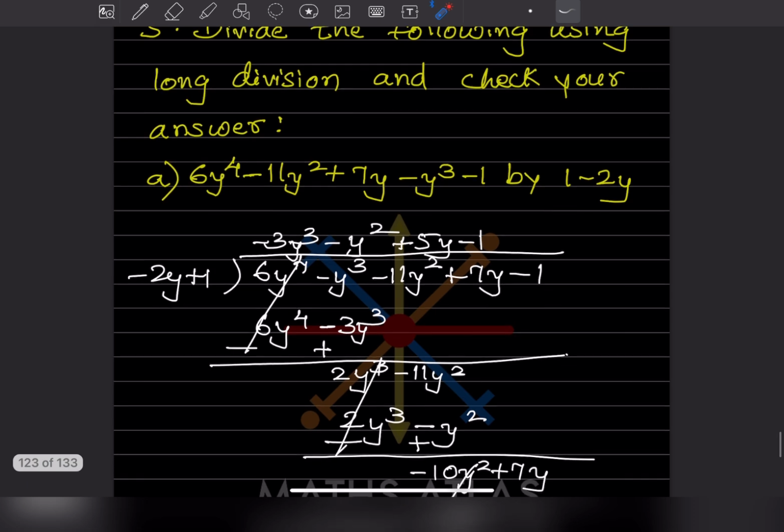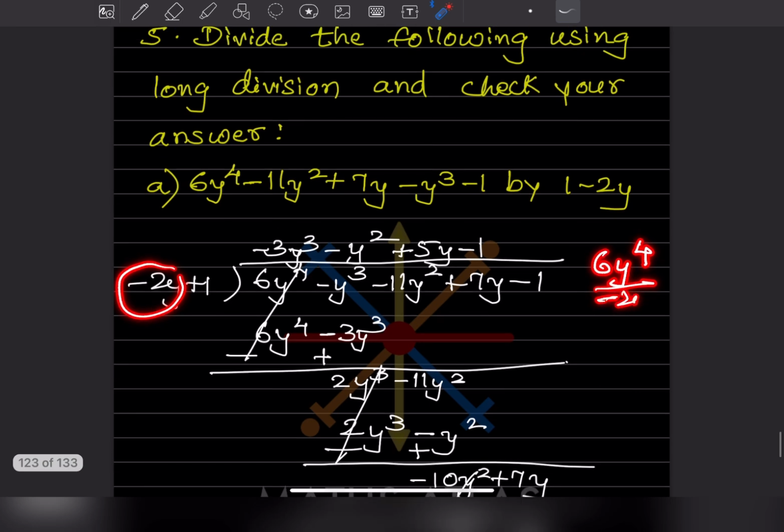Now what are we going to do? Now see here, there are 1, 2, 3, 4, 5 terms, and here there are 2 terms. We take the first term of the dividend and the first term of the divisor. So what is the first term? This is 6y4 divided by minus 2y. So what will that be? 2 ones are 2, 2 threes are 6, and what remains here is y3. So what will you get here? Minus, because this is minus 3y3. So minus 3y3 is here.